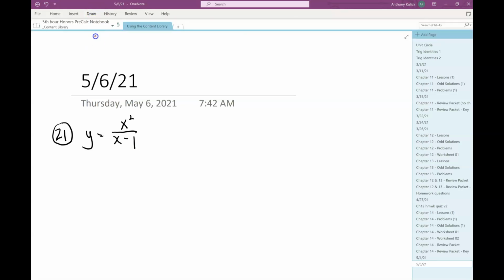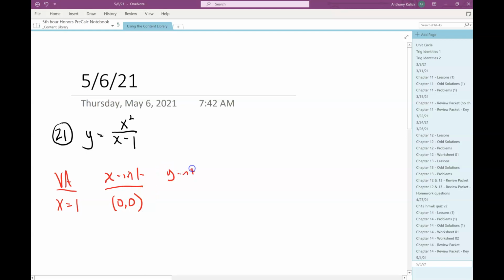So, first thing, we'll find those vertical asymptotes, setting the denominator equal to 0. We just get 1. Next thing, we find those x-intercepts, setting the numerator equal to 0. We get just the point (0, 0). The y-intercept, again, we're plugging 0 in for x. We get just the point (0, 0). You see that the y-intercept and the x-intercept are the same in this case, and that's okay.